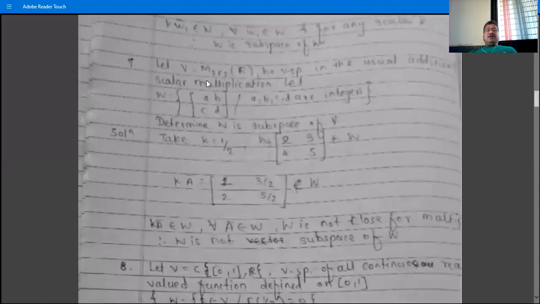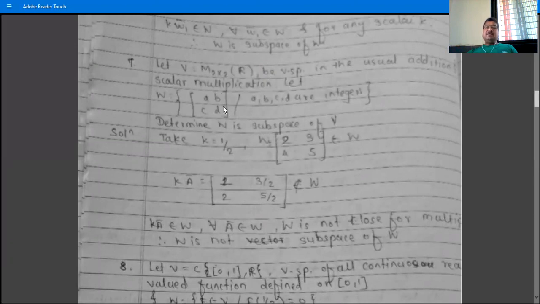Now next example. V is equal to M2×2(R), a vector space with respect to the usual addition and scalar multiplication in M2×2(R). Let W be the set of 2×2 matrices [A, B; C, D] such that A, B, C, D are integers. And now we have to determine whether W is a subspace of V. If we take the first condition, that is, the addition of two elements of W belongs to W, then the condition is true for W.